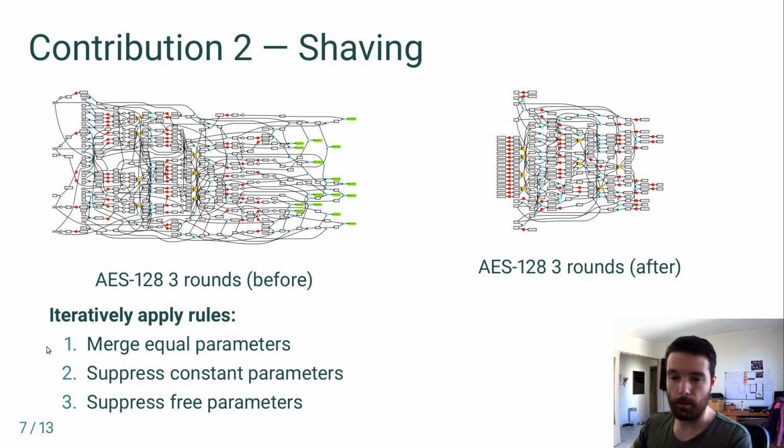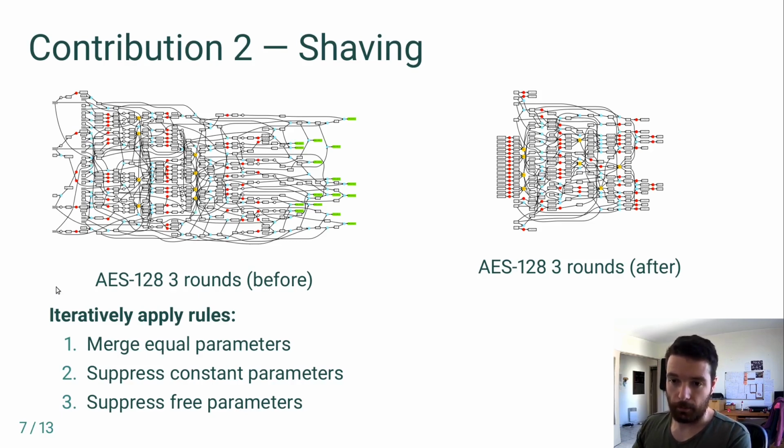So for instance, one rule may remove equal parameters. If we have something like A equals B, we just merge them together into one unique state. We also remove some constants that may appear in the cipher, and these constants are not useful for step 1. And we also remove some free parameters that we can guarantee won't have any impact on the rest of the process.